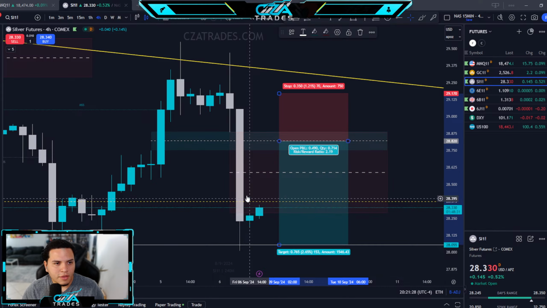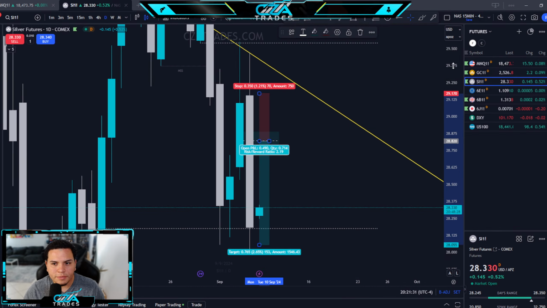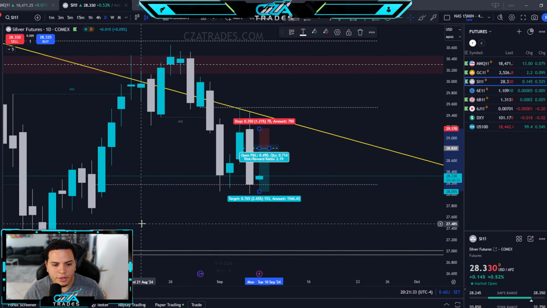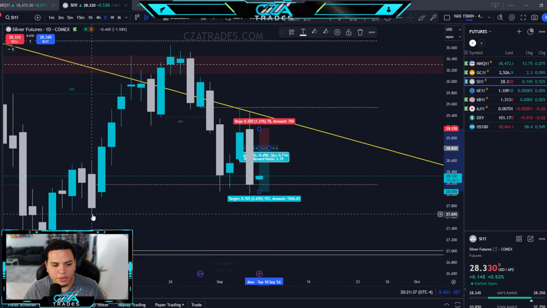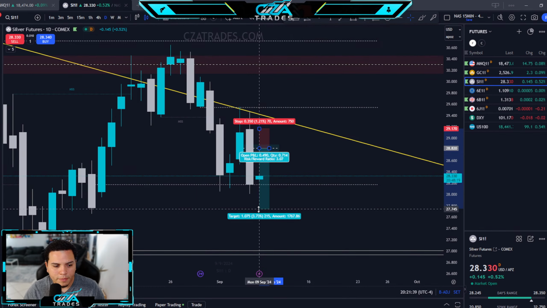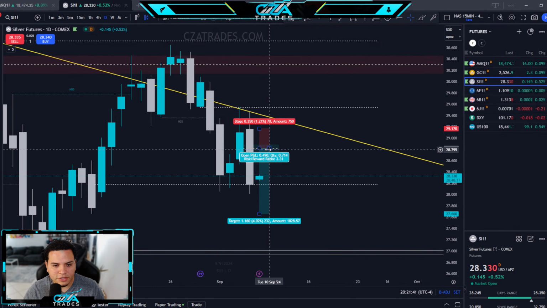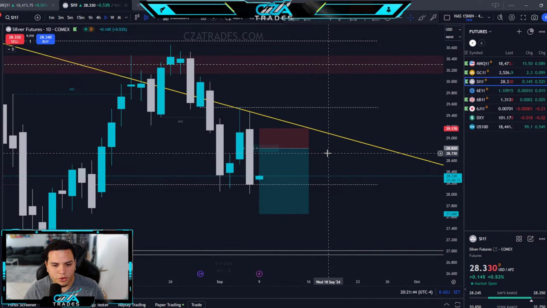Just to be safe. That's on the 4 hour. But if you look at it on the daily, where else can you target? On the daily, we already tapped into that. So we're looking into sweeping this wick right here. And then that's going to be a 3 to 1, 3.31 to 1.